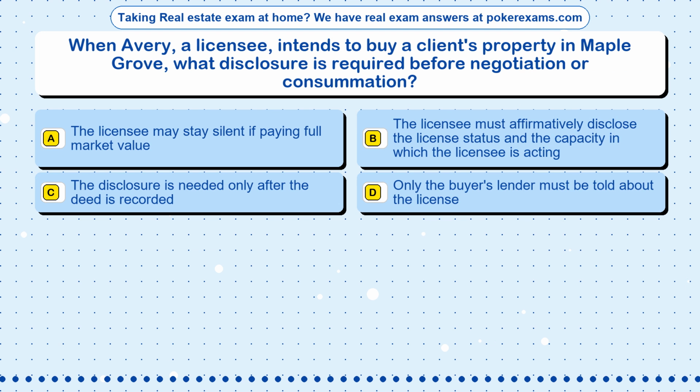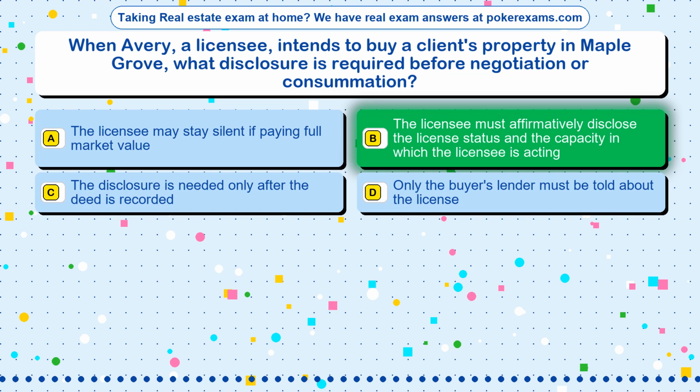Question 94. When Avery, a licensee, intends to buy a client's property in Maple Grove, what disclosure is required before negotiation or consummation? Option A. The licensee may stay silent if paying full market value. Option B. The licensee must affirmatively disclose the license status and the capacity in which the licensee is acting. Option C. The disclosure is needed only after the deed is recorded. Option D. Only the buyer's lender must be told about the license.